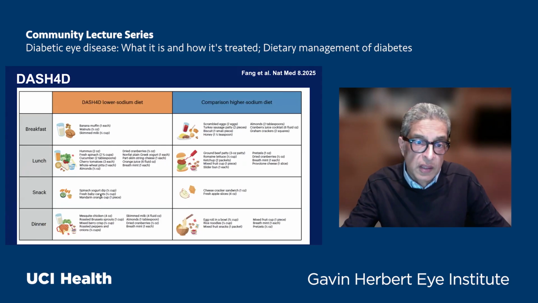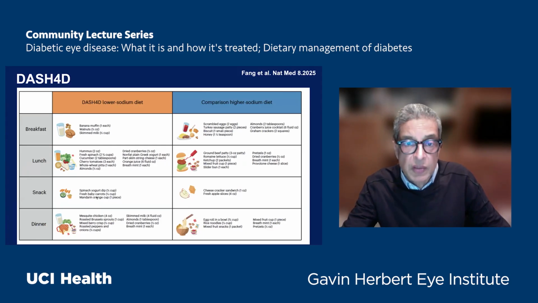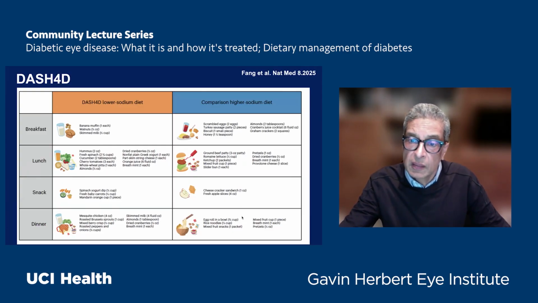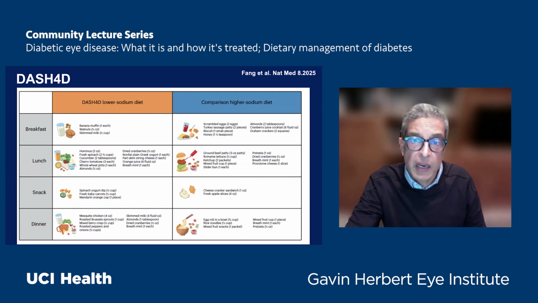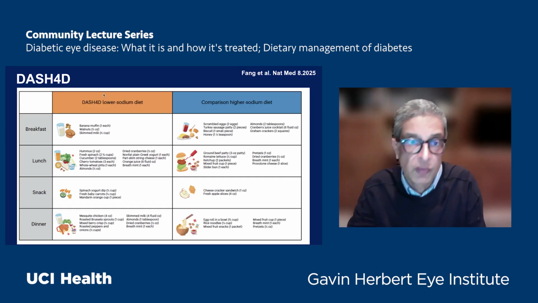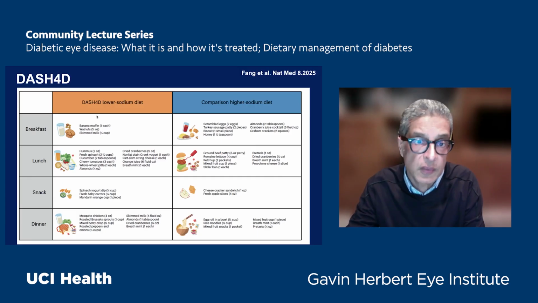So there are these different components, or different examples, of what a meal can look like. These are examples of what a traditional meal looks like, and the comparison between these two different diets. This is the one that is recommended for managing individuals with type 2 diabetes, especially the ones who have high blood pressure.